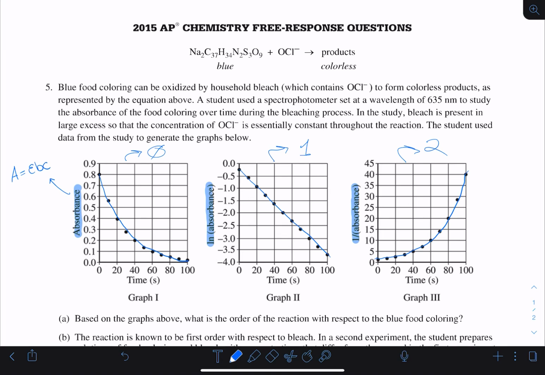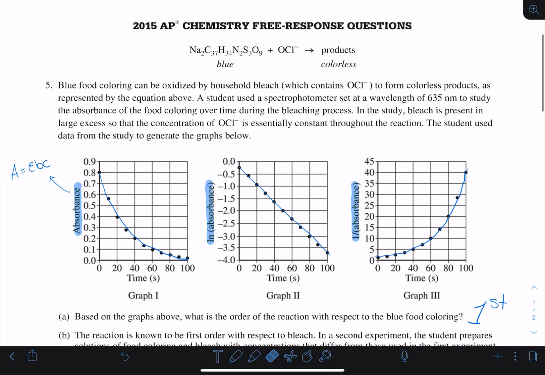If this one's linear, which it's not, it would be a second order process. So the linear graph for us is the natural log of absorbance versus time, which is consistent with this being a first order process. Note that you weren't asked to explain how you know, you were just asked what is the order. So first is a complete answer here. You do not need to say anything else about it.